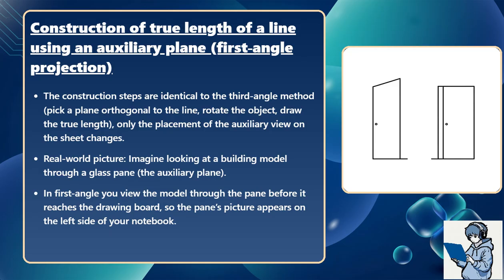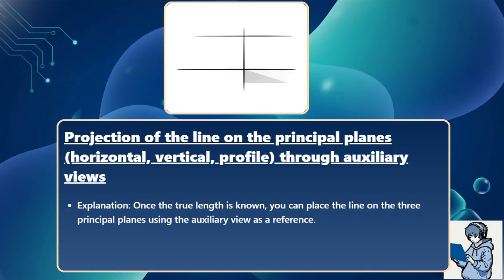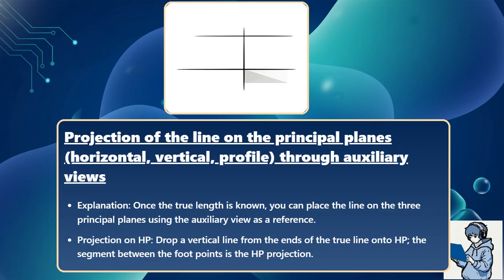In first angle, you view the model through the pane before it reaches the drawing board, so the pane's picture appears on the left side of your notebook. Explanation: once the true length is known, you can place the line on the 3 principal planes using the auxiliary view as a reference. Projection on HP: drop a vertical line from the ends of the true line onto HP.